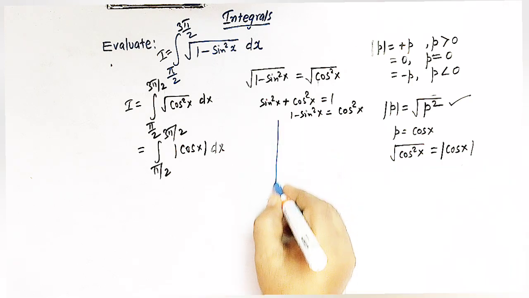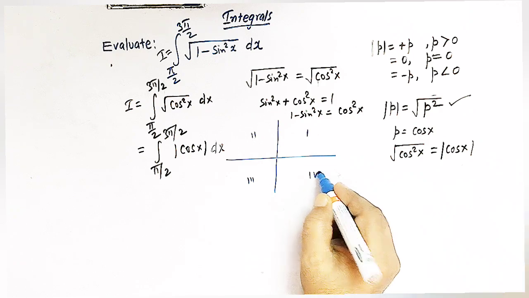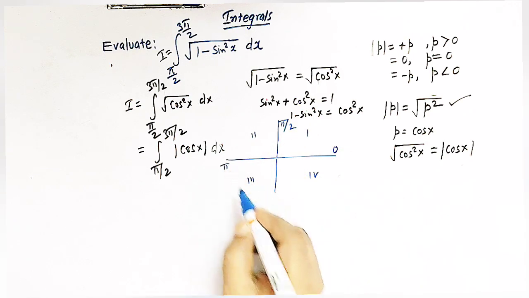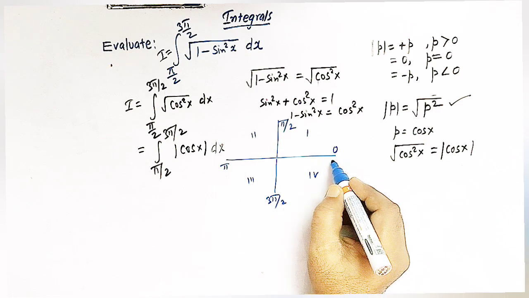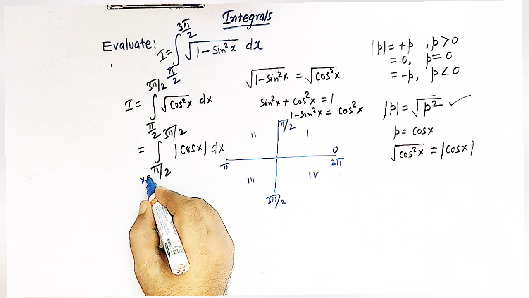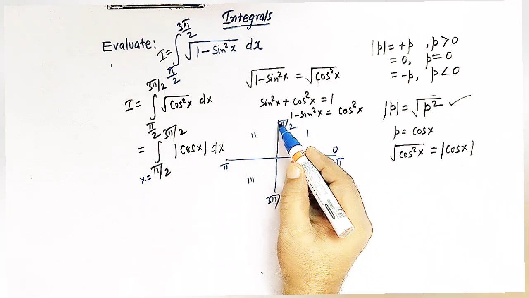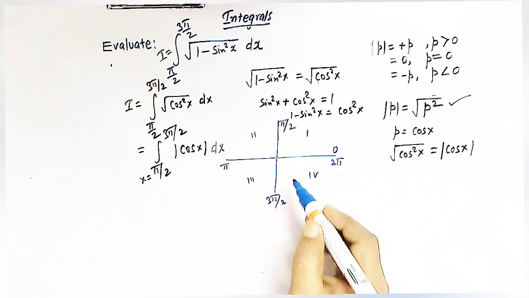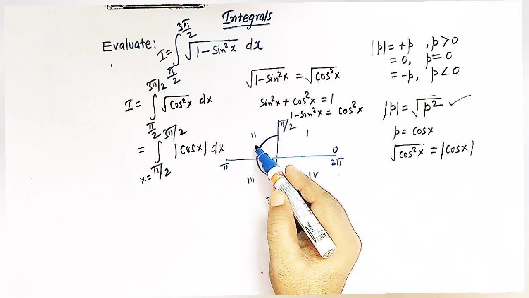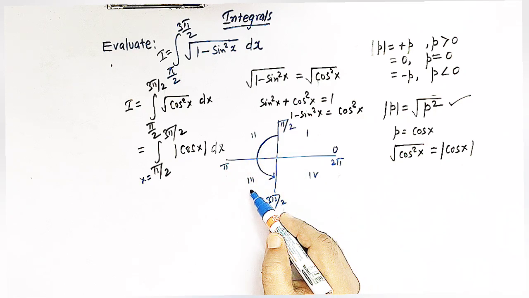And now let us consider the sign convention of trigonometric functions in the four quadrants. So here we have the quadrants. This is first, this is second, this is third, and this is fourth. So here we have 0, here we have pi by 2, this is pi, this is 3 pi by 2, and this is 2 pi, right? So here we have to integrate from pi by 2 to 3 pi by 2. That is, here we have pi by 2, and here we have 3 pi by 2. So we have to go like this, right? So it means we have to cover the second quadrant and the third quadrant.